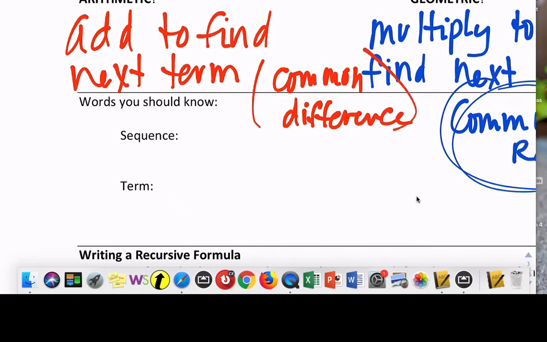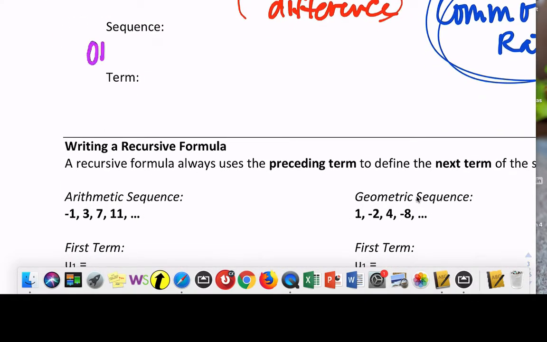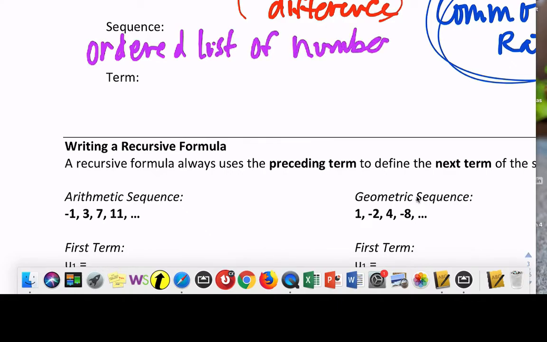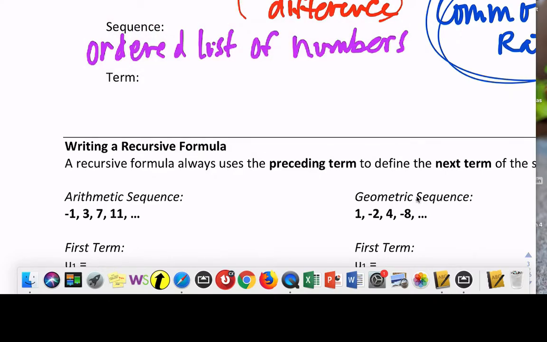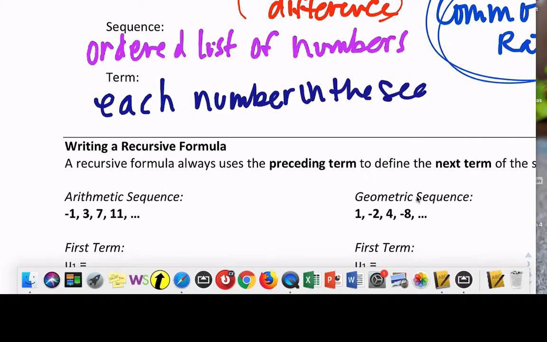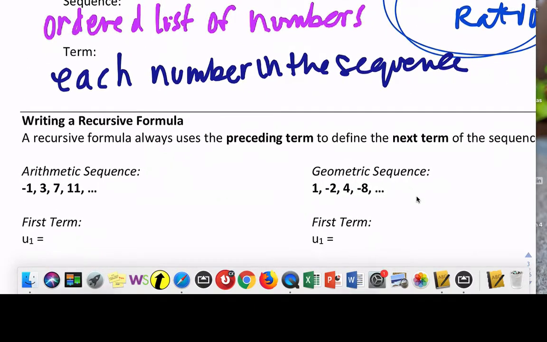And these words that I've been using, sequence and term, let's define those as well. A sequence is an ordered list of numbers. And each number in the sequence is called a term. Okay, so each number in the sequence is a term, and a sequence is an ordered list of numbers.